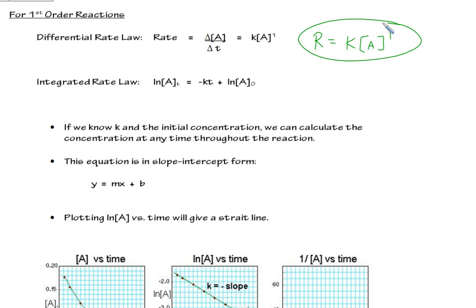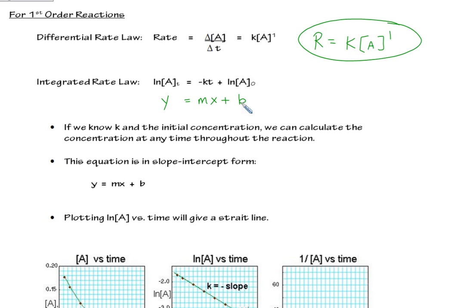What if I want to know the concentration of a particular reactant after 2 minutes have passed, or after 20 seconds have passed? How have the concentrations changed at a certain time in the reaction? That's what I can solve for using this integrated rate law. Now, here, the way that it's set up, I really like it, because this is slope-intercept form, y equals mx plus b. We're going to look at natural logs.